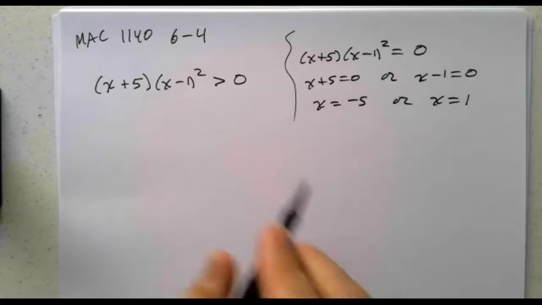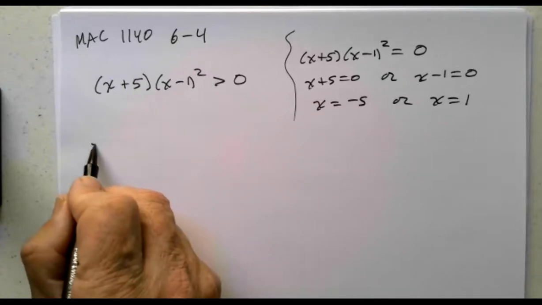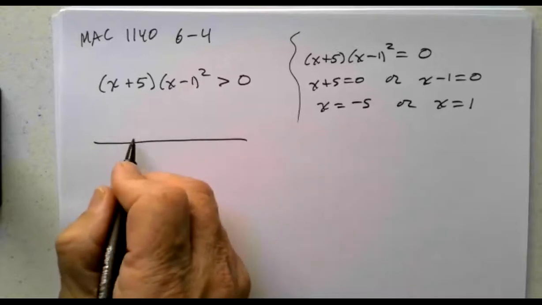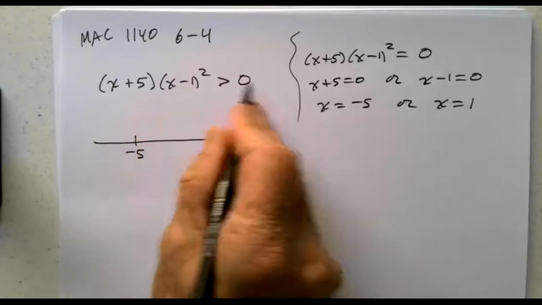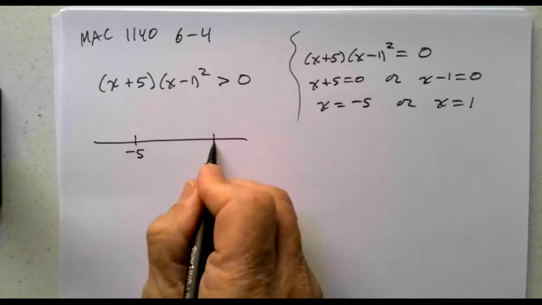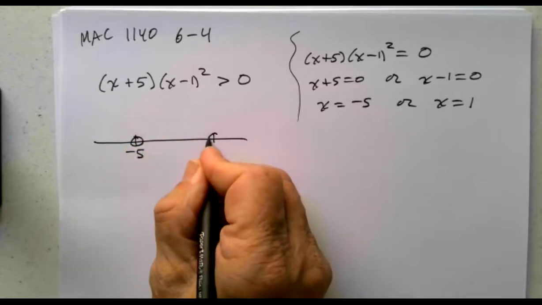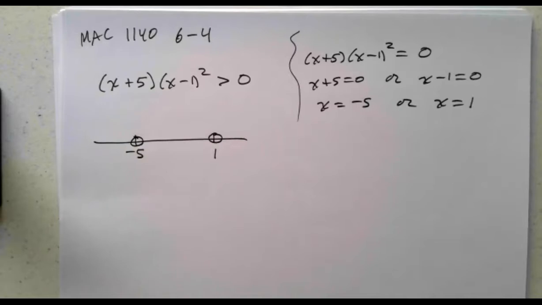The inequality sign is greater than, not greater than or equal to. So that tells me that these points, −5 and 1, are not true statements because they would lead to 0, not a number larger than 0. Since those would not be true statements, those are open circles. Now I've got to test numbers in each interval and see if they are true or not.